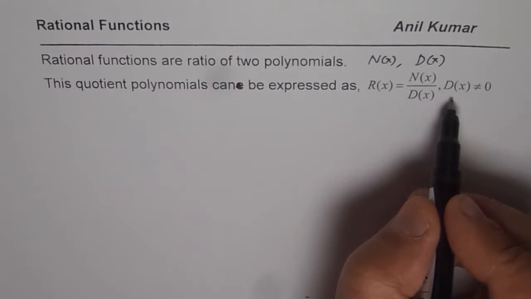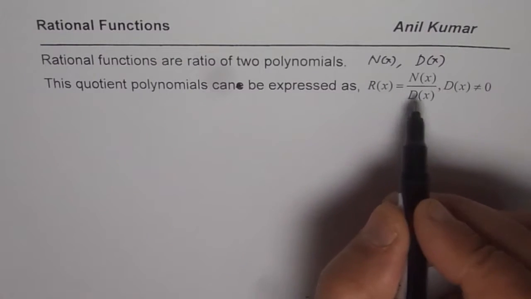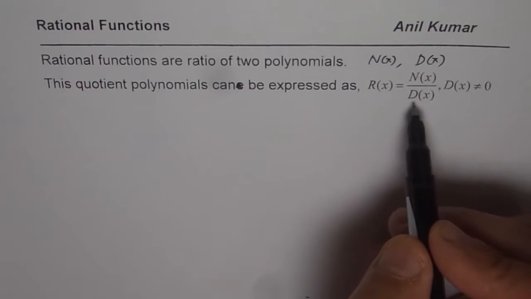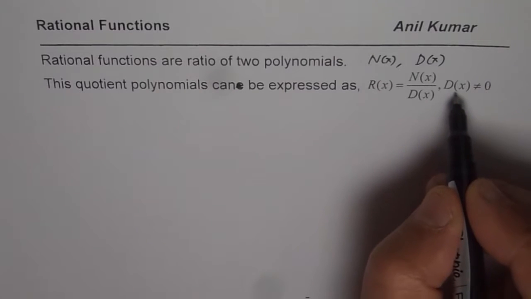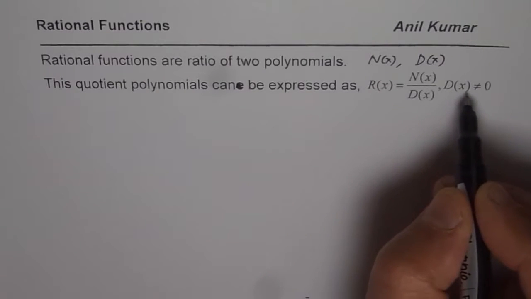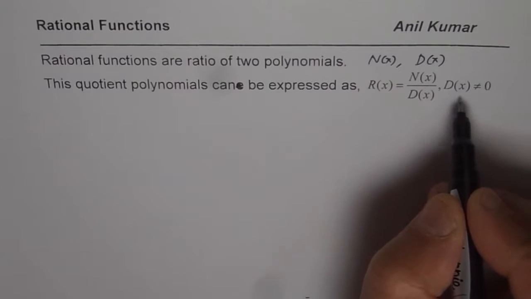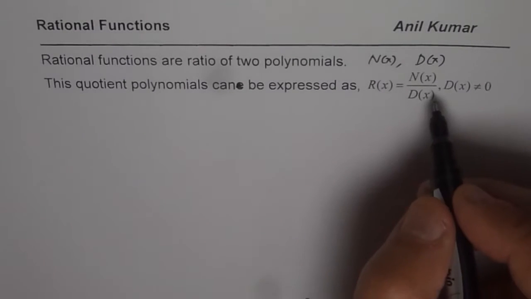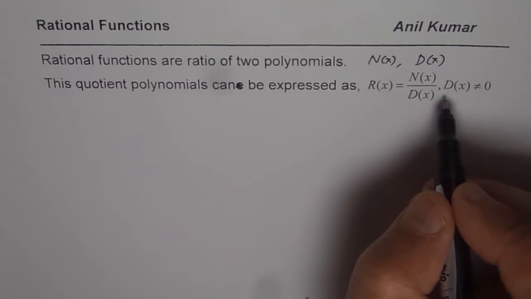So here is an expression which I have written for a rational function. R of x is my rational function, which is the quotient of two polynomials. N of x I am using for the numerator, d for the denominator. Remember, the denominator cannot be 0, so that causes restrictions. Rational functions may or may not have restrictions, so we'll explore that aspect also. That means there could be restrictions on the domain of rational functions, correct?